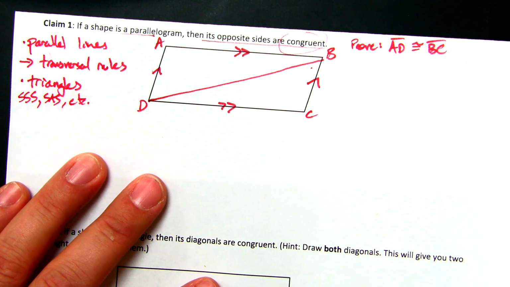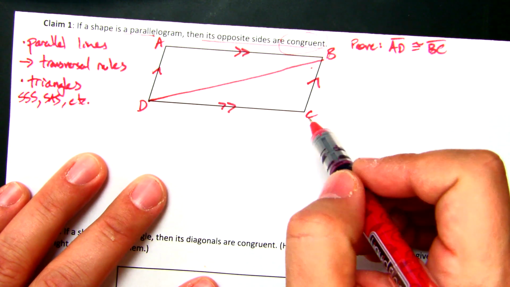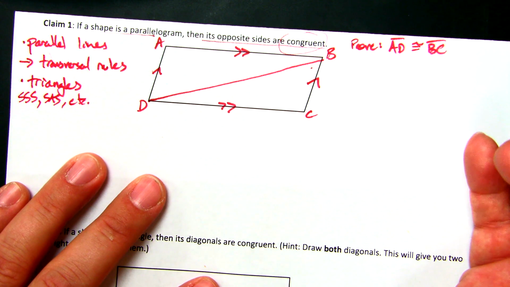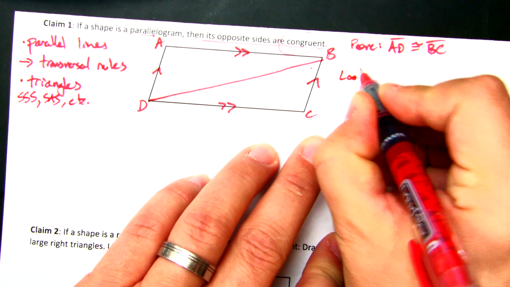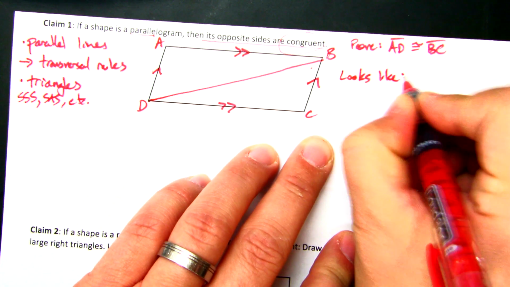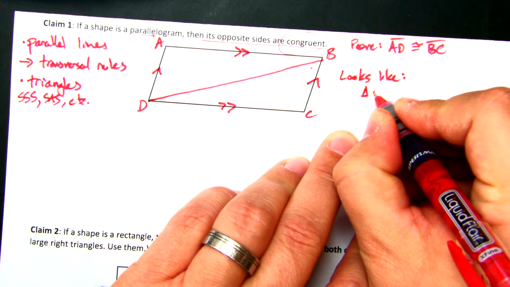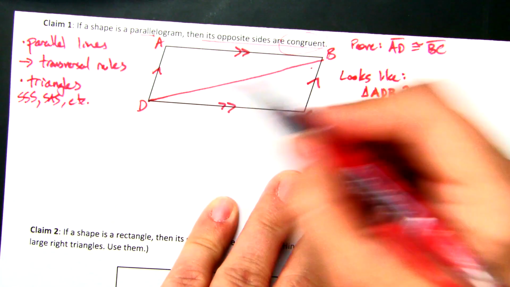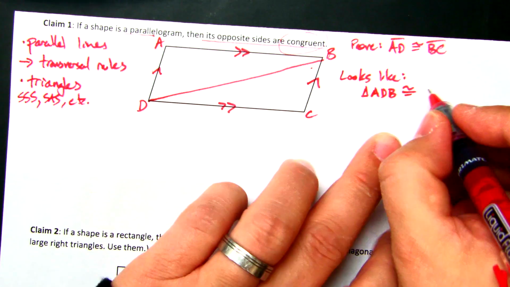Okay. Well, now I've got two triangles. I've got ADB and CBD. Now, if I just look at those, it looks like those two triangles are congruent. I don't know how to prove this yet, but I'm just saying it looks like triangle ADB is congruent to triangle CBD.